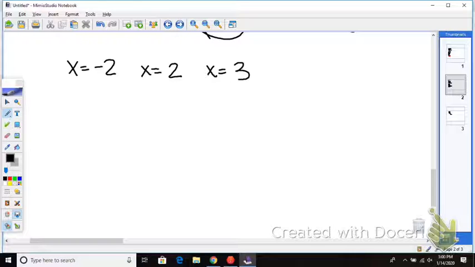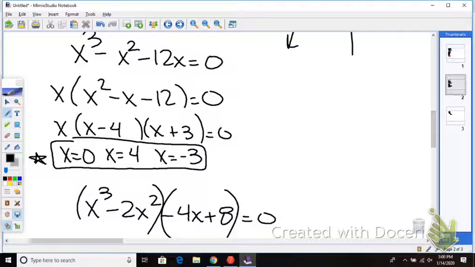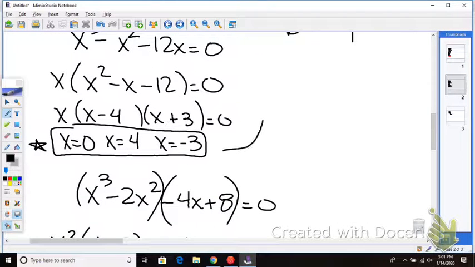When we went to, over here so I'm out of your way. When we do this, here I'll go to this one because it's cleaner. X is equal to 0, that was just an x. When I had x is equal to 4, that was an x minus 4. And to get x equals negative 3, I had an x plus 3. See how we had to do the opposite each time? So down here, we're working our way backwards. So we're starting with these, and we're going to write them as factors first.